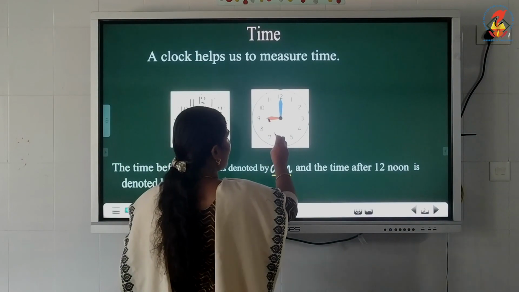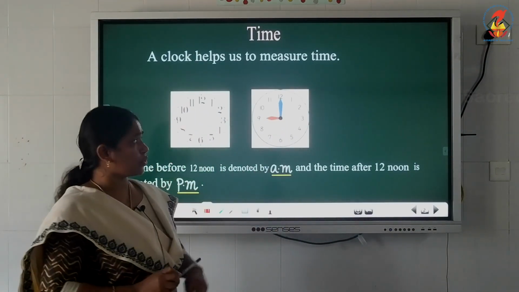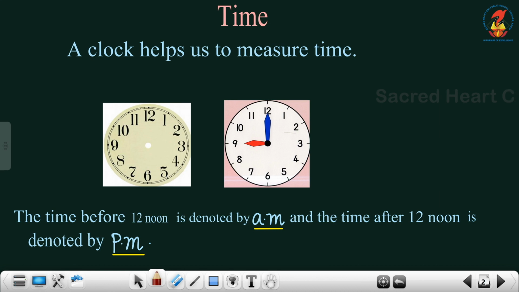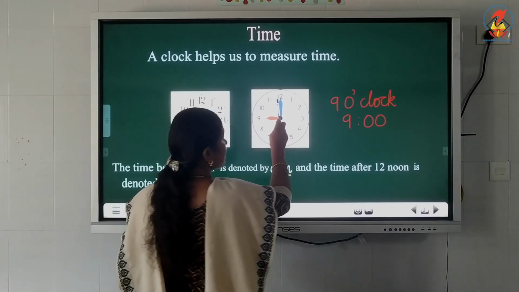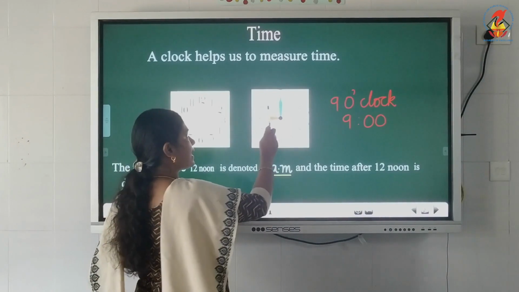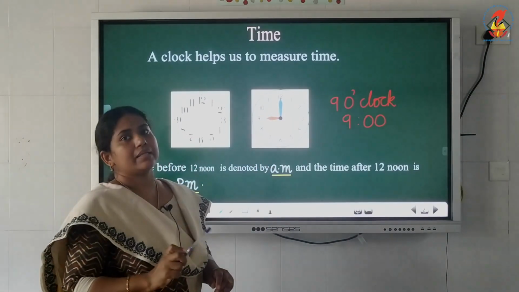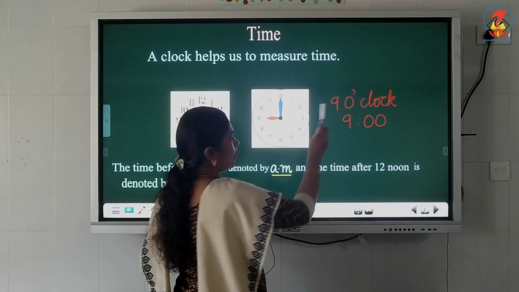So according to this hour hand and minute hand, what time is shown on this clock? The time is 9 o'clock, is it? We will write it as 9 o'clock, and otherwise we will write 9:00. Is it children? Now I told you the short hand is the hour hand and the long hand is the minute hand. So when the minute hand is on 12, the time here is 9 o'clock.